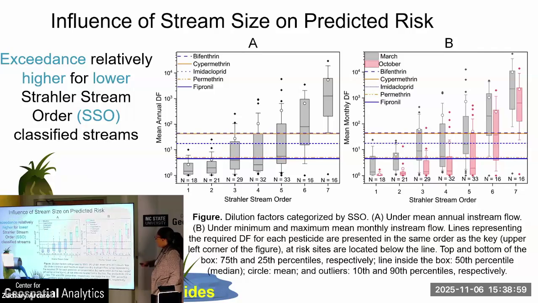And then just bringing the point home even more with how much that varies over the year, looking at a more wet month of March compared to a lower stream flow condition of October.